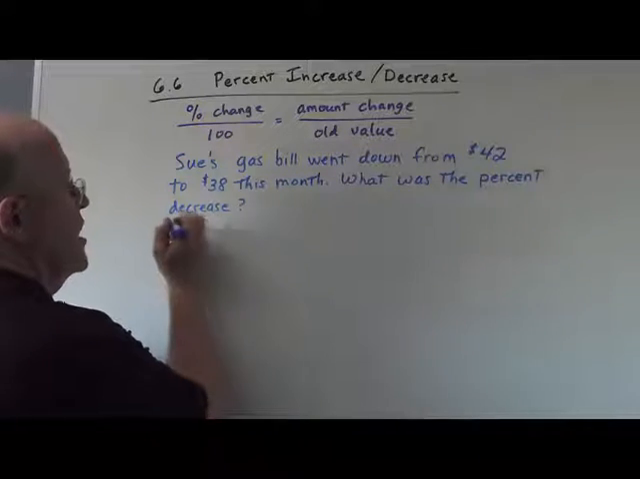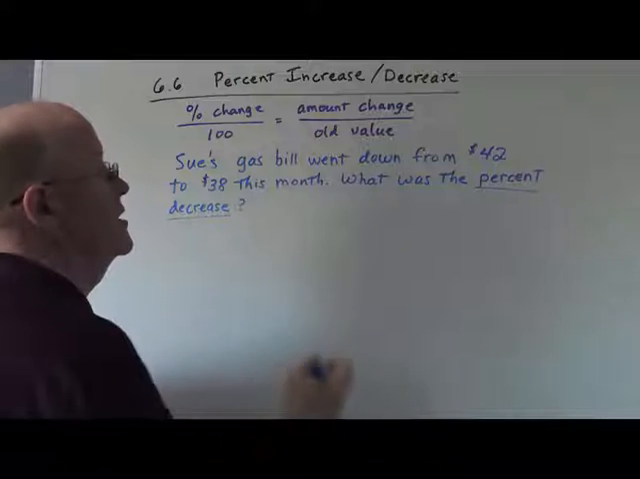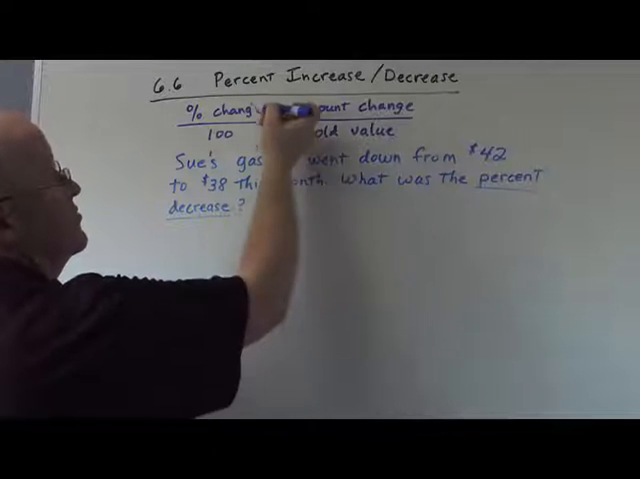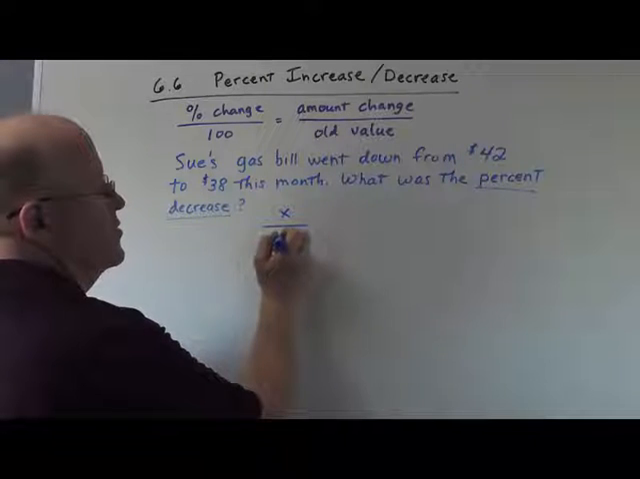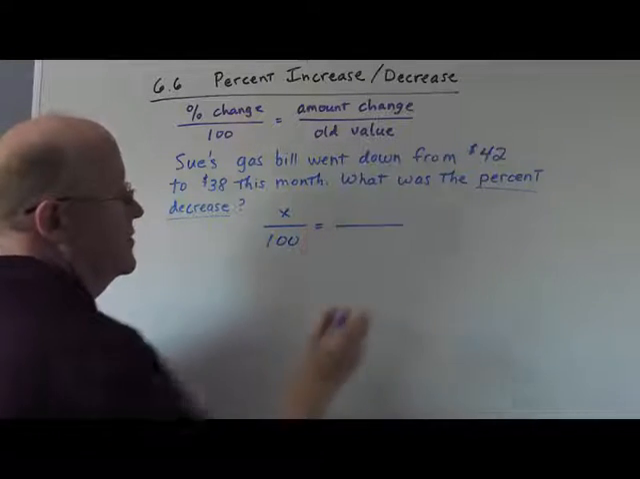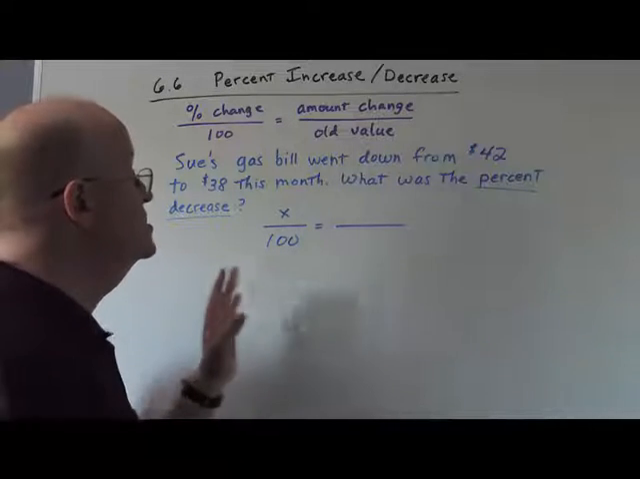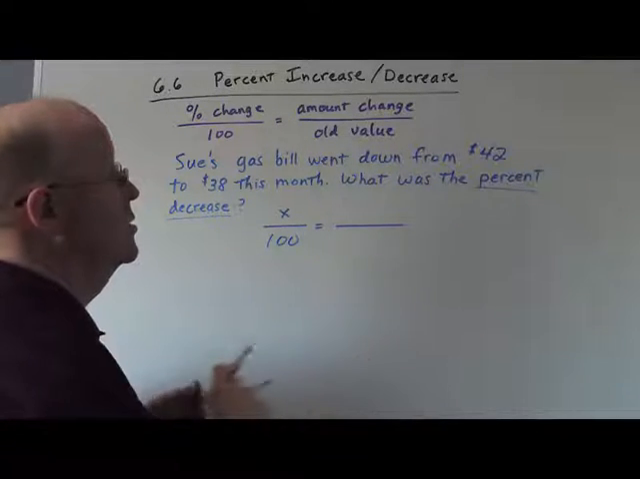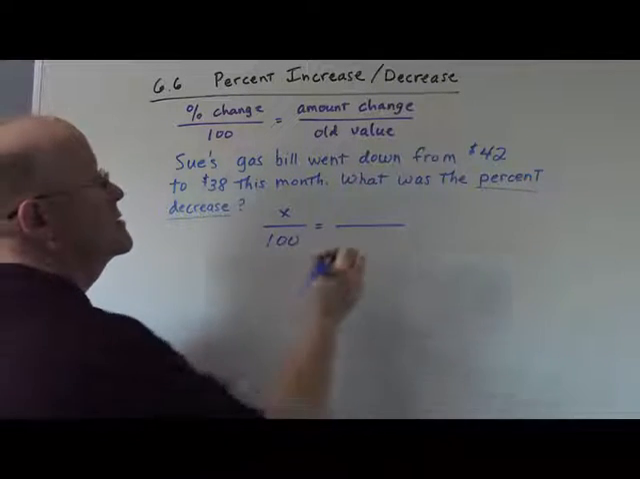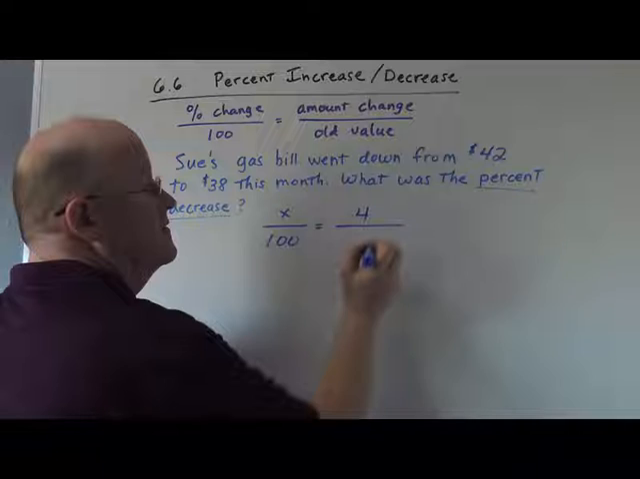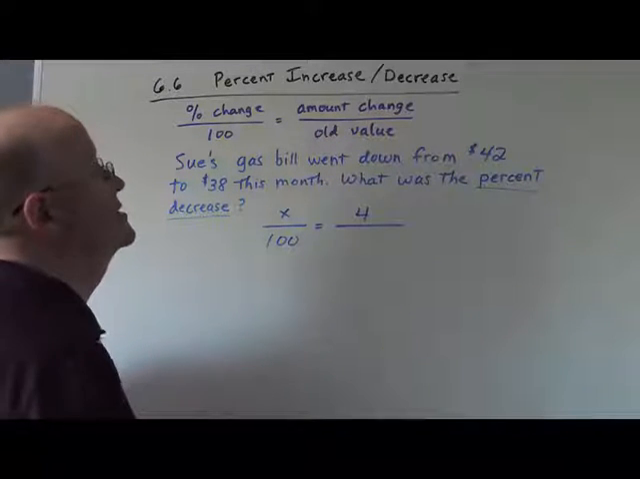Now, because it's talking about a percent decrease, I know I'm using this formula here. What was the percent decrease? We're missing our percent number. So we're going to have x over 100 is equal to something over something. Now, the amount of change, that is not the same as the new value. This has gone down from 42 to 38. So we need to subtract and find out that that was a $4 discount or $4 decrease.